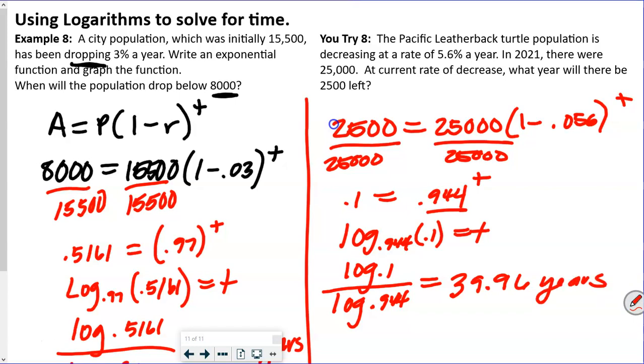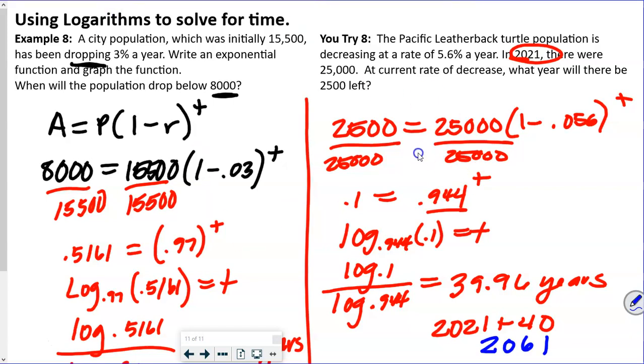So if we take our initial year here, 2021, and we add 40 years to it, that means in the year 2061, that's when we can expect the Pacific leatherback turtle population to be, wow, it's going really slow, y'all. 2061 is when we can expect that population to be at 2,500.